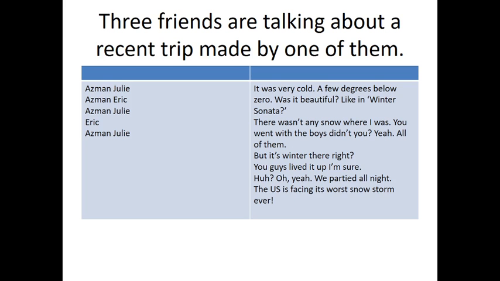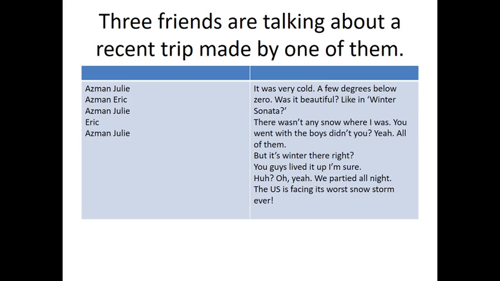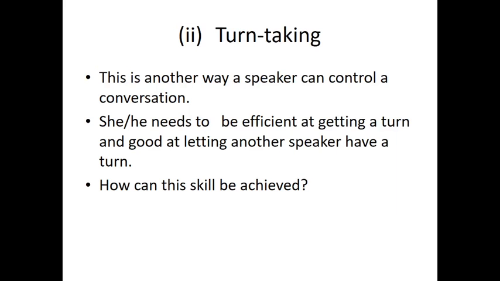Then the second one is, okay, three friends are talking about a recent trip made by one of them. So you can go through this in the textbook. Then turn taking. This is another way a speaker can control a conversation. So this is a skill, turn taking, to be efficient at getting a turn and good at letting another speaker have a turn.